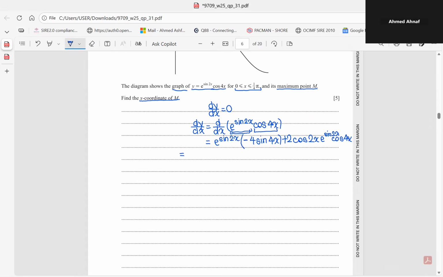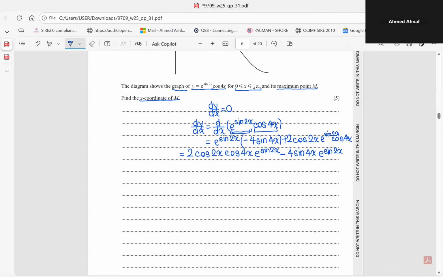So 2 cos 2x cos 4x times e to the power of sine 2x, minus 4 sine 4x times e to the power of sine 2x. Okay.